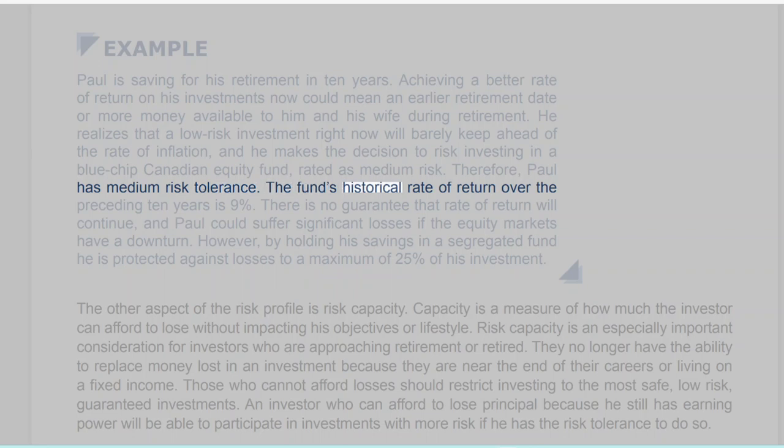The fund's historical rate of return over the preceding 10 years is 9%. There is no guarantee that rate of return will continue, and Paul could suffer significant losses if the equity markets have a downturn. However, by holding his savings in a segregated fund, he is protected against losses to a maximum of 25% of his investment.